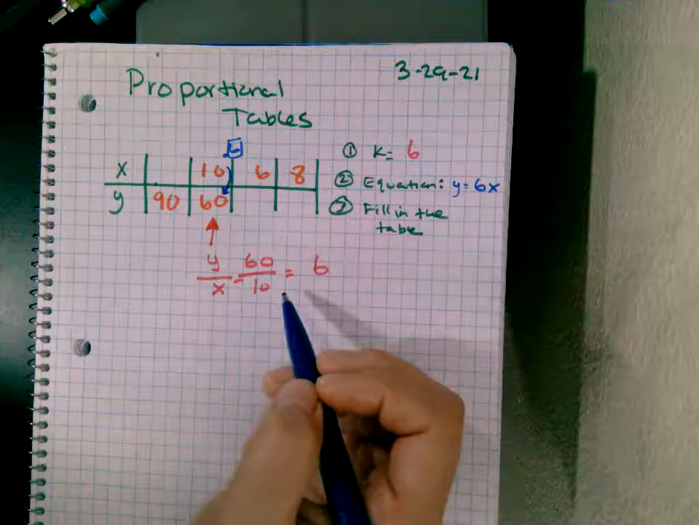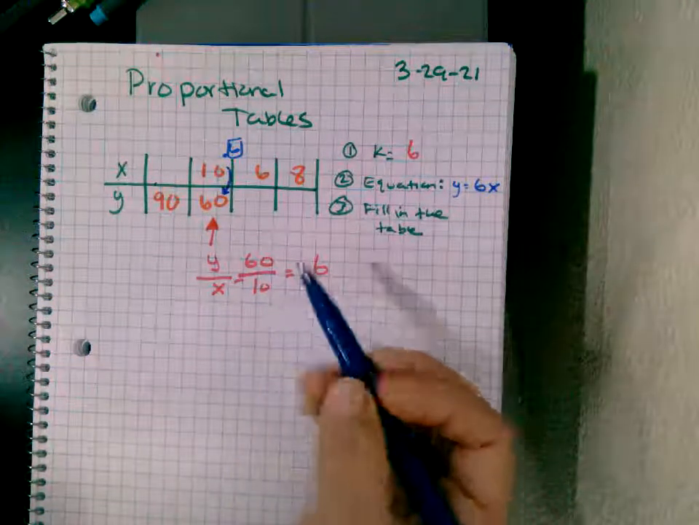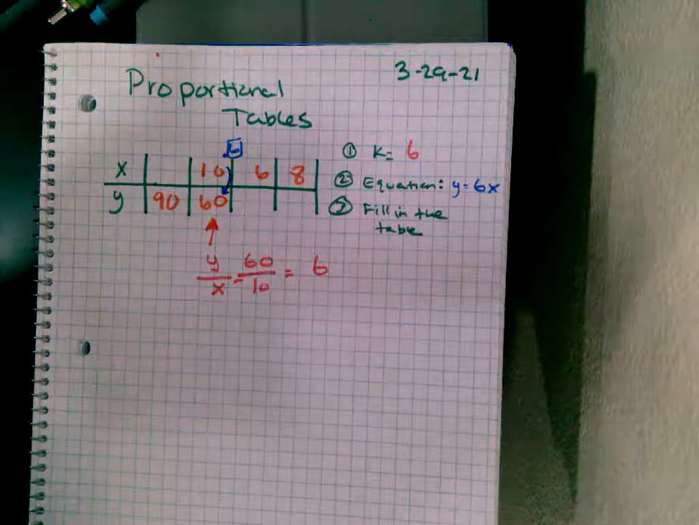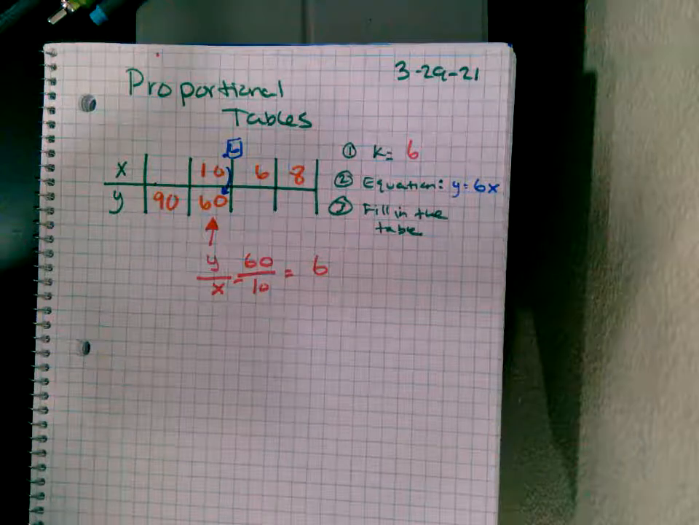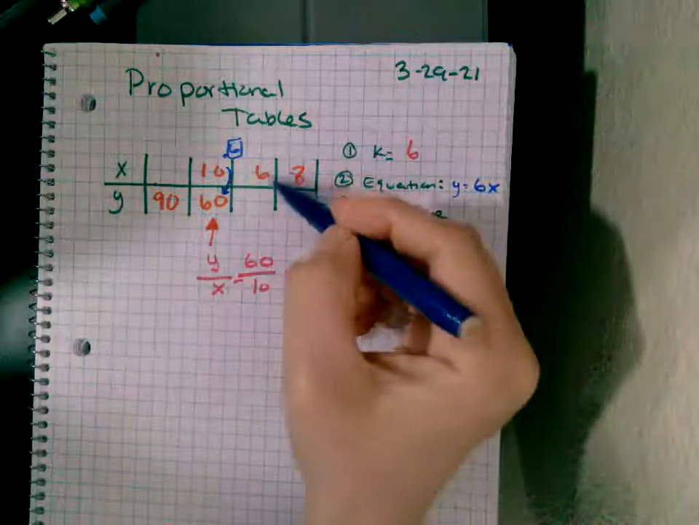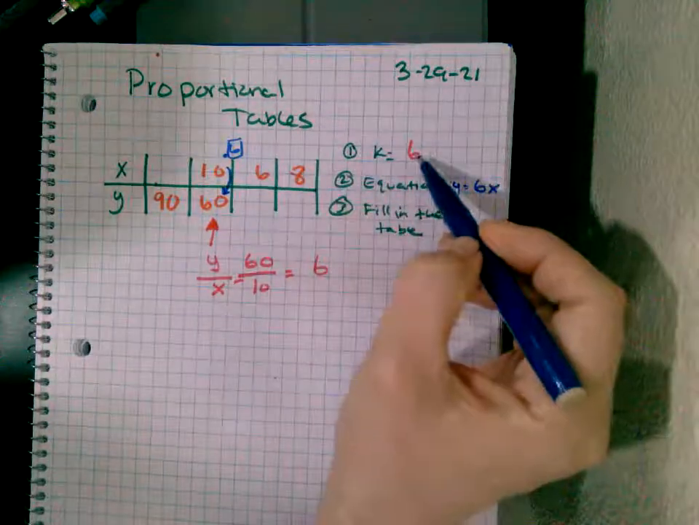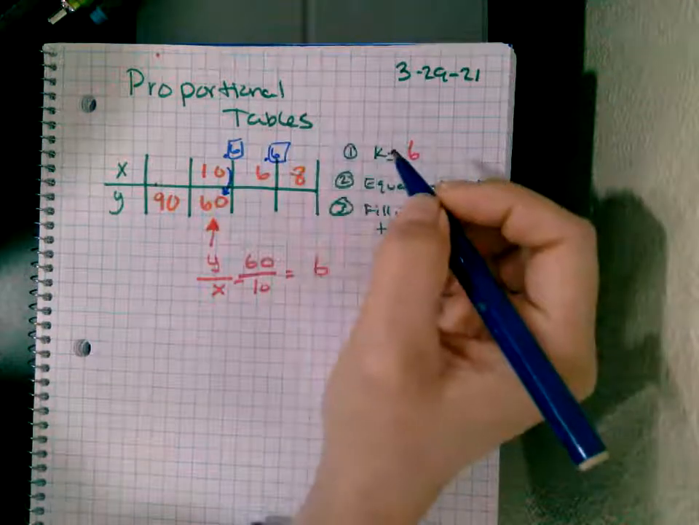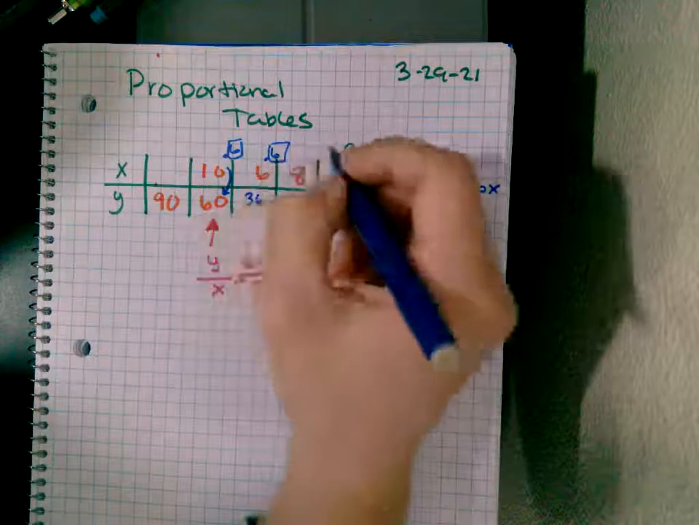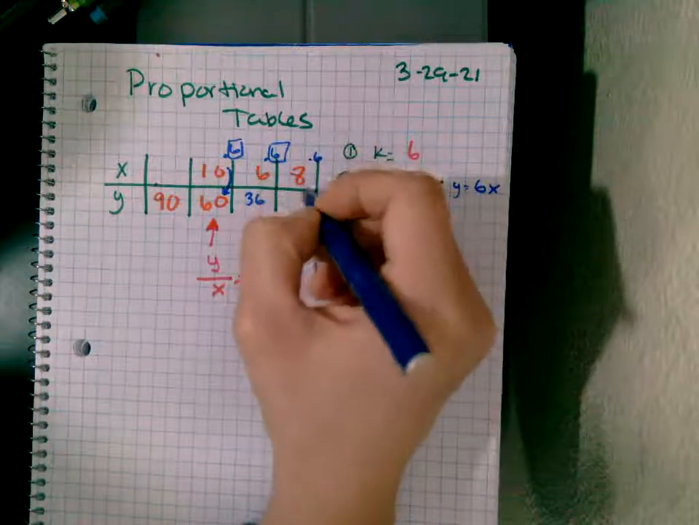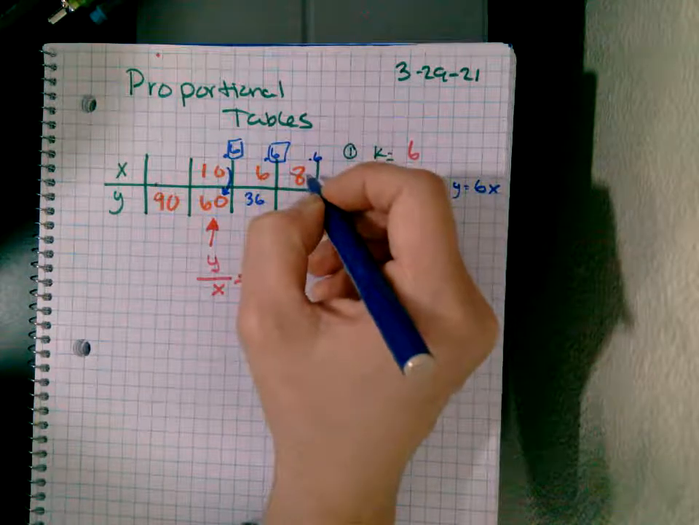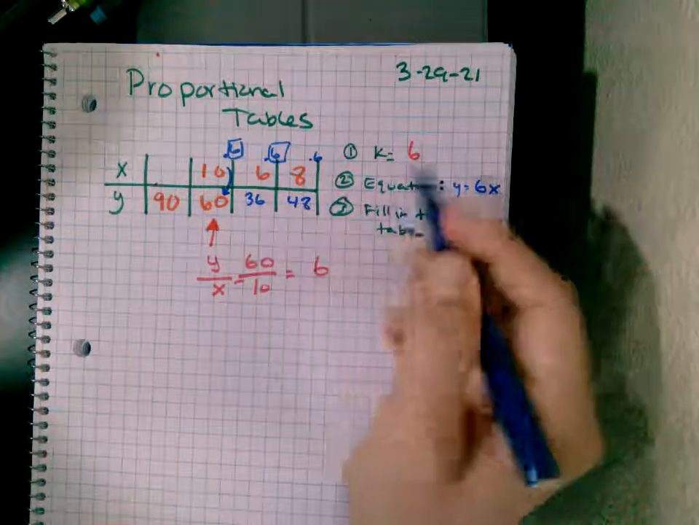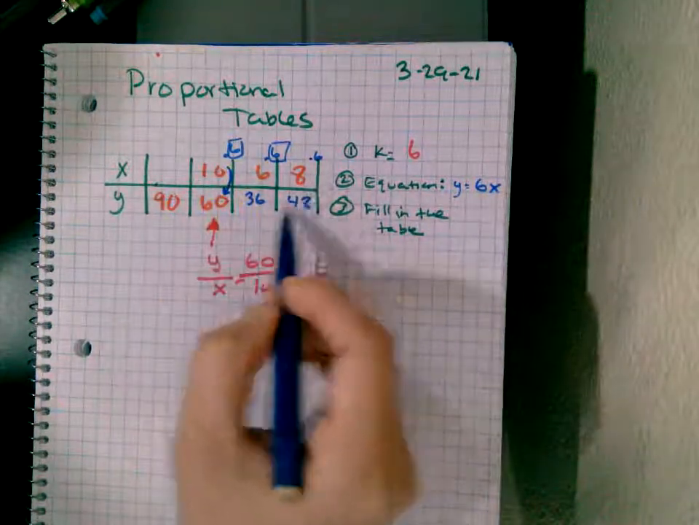So now can we fill in the rest of the numbers? Why, yes. If they give you x, it's really easy to find y. These are the easiest ones because you know the magical number. Magical number is 6, so we're going to take 6 times 6. What's 6 times 6? 36. 6 times 8? 48, right? All of these top numbers, if we multiply them by 6, we get the bottom numbers.